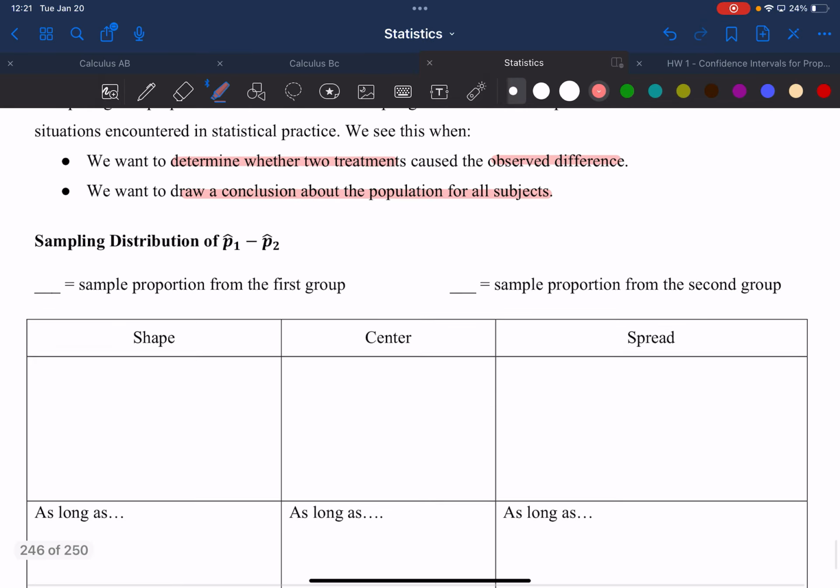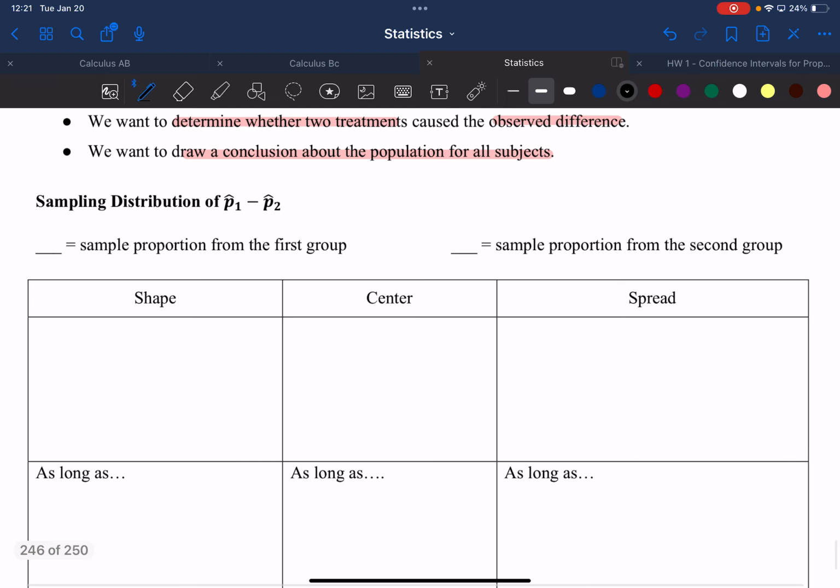Okay. So recall sampling distribution of P1 hat minus P2 hat. P1 hat is the sample proportion for the first group, and P2 hat is the sample proportion for the second group.